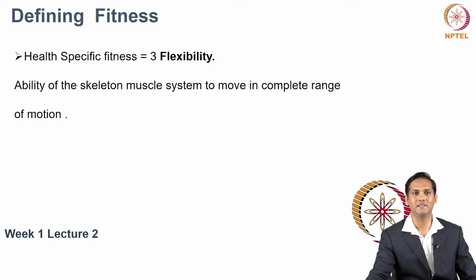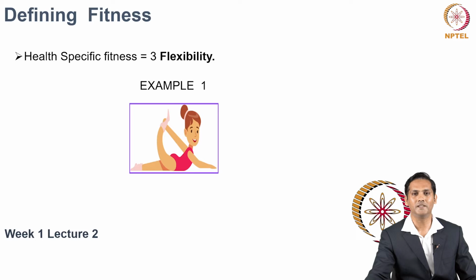The second example is health specific fitness, flexibility. Flexibility is defined as the ability of a skeletal muscle system to move in a complete range of motion. An example is you stretching your hip, you moving your hips in a given range of motion.